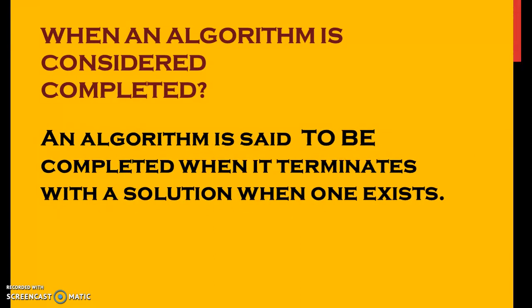When is an algorithm considered completed? An algorithm is said to be completed when it terminates with a solution when one exists. So if there is a solution that exists, it has to be found, then the algorithm is considered completed.